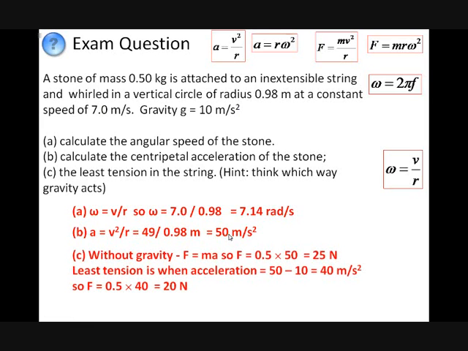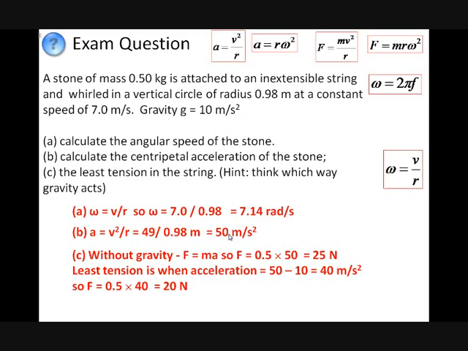Well, if we didn't worry about gravity, we could use F equals ma. So the force would be 0.5 times 50, which we've just worked out. We obviously could go back to mv squared over r, but we've just worked out the acceleration, so I've just used the acceleration of 50 straight in there. That gives us a force, without taking into account gravity, of 25 newtons.